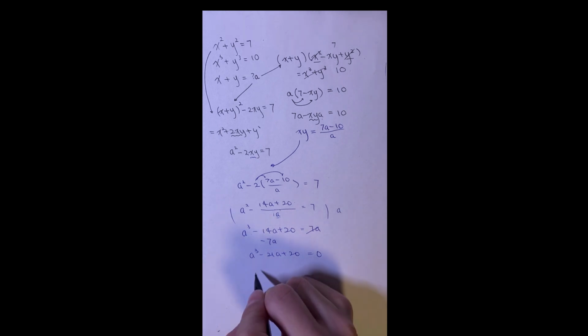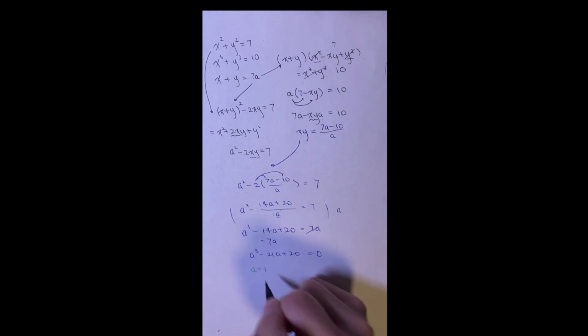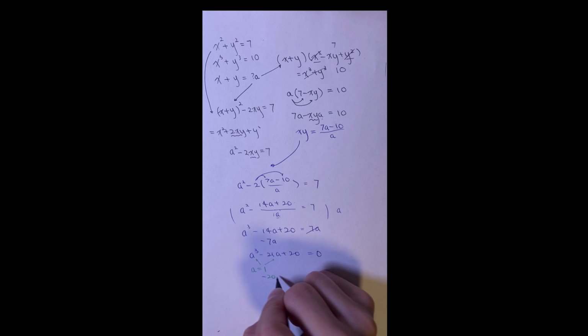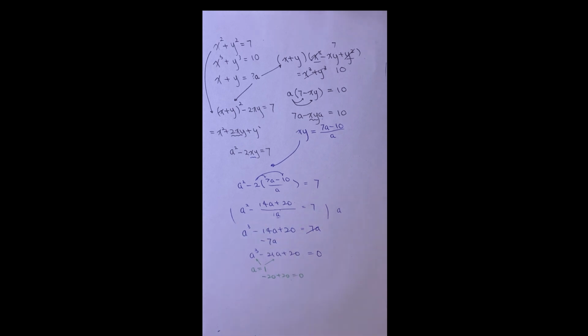All right. So from here, we can solve for this. Well, first of all, we can use guess and check. a equals 1. You can just look at it and see that is the correct answer, because 1 minus 21 is negative 20. Plus 20 equals 0. So one of the factors of this equation is a minus 1, because the answer is 1.